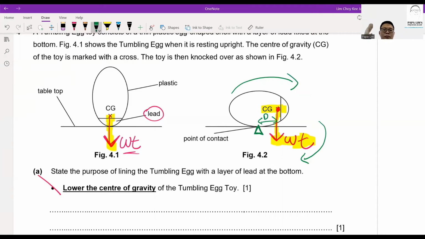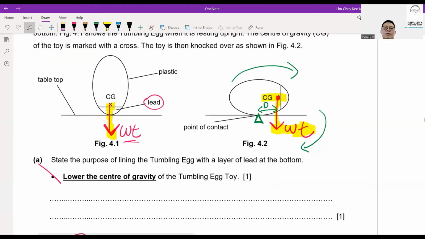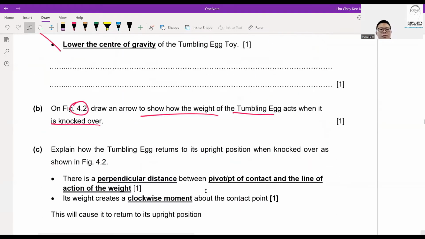And this is why this tumbling egg is quite difficult to actually fall down, because of the position of the CG, which is lower than usual. Whenever you push it horizontally, there will always be a perpendicular distance between the pivot and the weight, and because of that there will be a clockwise moment to return the egg back to the upright position.